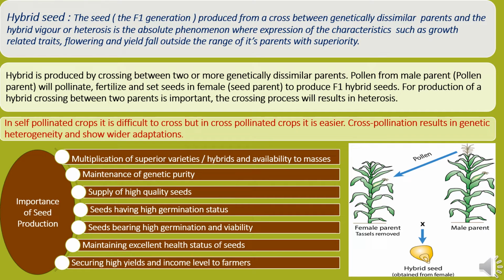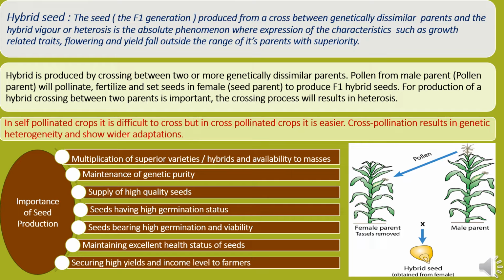In self-pollinated crops, it is difficult to cross, but in cross-pollinated crops it is easier. Cross-pollination results in genetic heterogeneity and so wider adaptations. As far as cross-pollinated crops are concerned, we can refer to maize, pearl millet, sorghum, castor, etc. Among self-pollinated crops, hybrid seed production is also done, like hybrid rice. As the picture shows, the male parent will pollinate the female parent and it will result in F1, which is known as hybrid seed.